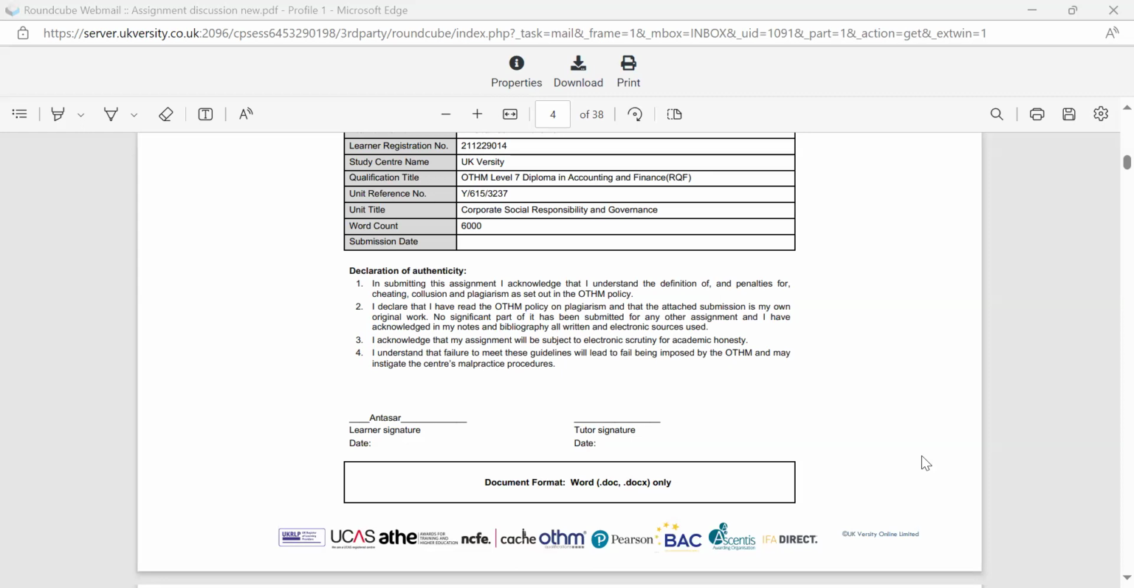So you need to make sure that there's no forms of malpractice or there's no form of collusion, plagiarism, to identify that you have done the work yourself. This is you signing this document to confirm that's your work.